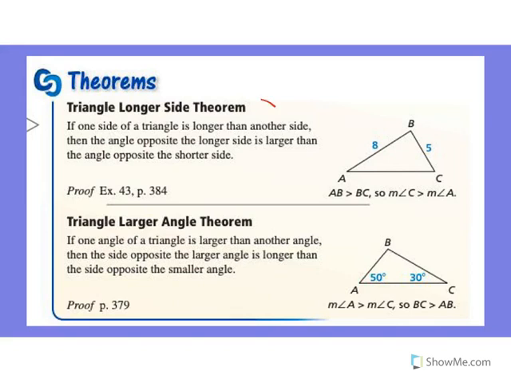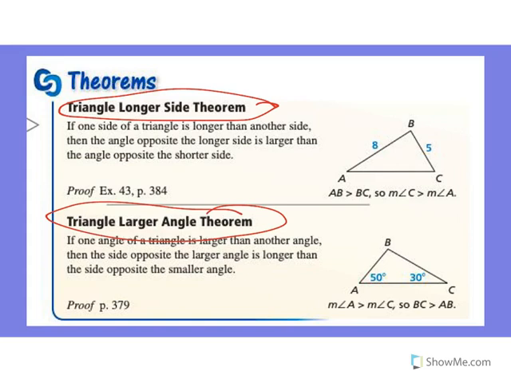I think these are silly names of theorems, but if one side of a triangle is longer than another side, then the angle opposite the longer side is larger than the angle opposite the shorter side. That is a whole bunch of words to say: if this is the longest side, then that's the largest angle.